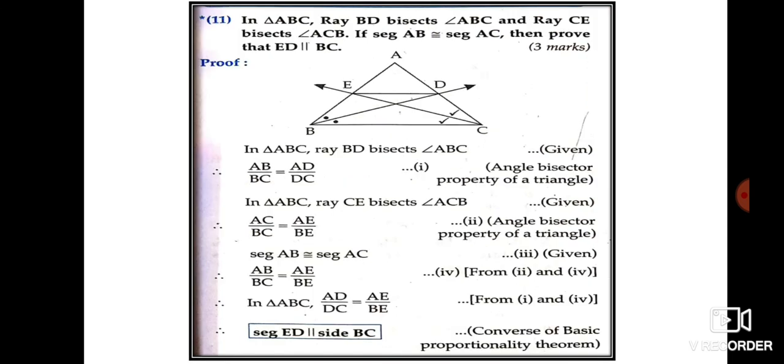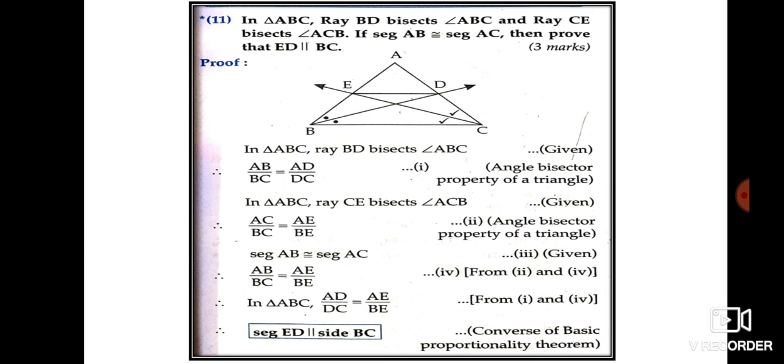Okay. Now the 10th sum is given as an activity. It is all related to BPT. So you can go through your textbook and solve the sum in your textbook itself. This sum was asked in 2020 in the board exams for 3 marks. Okay. So that's a very simple sum. You can go through it. We go to the last sum of this exercise.